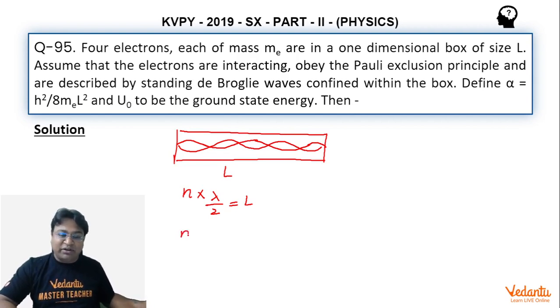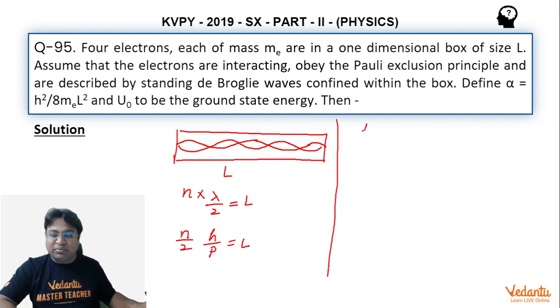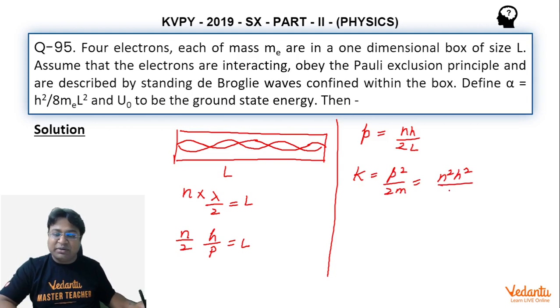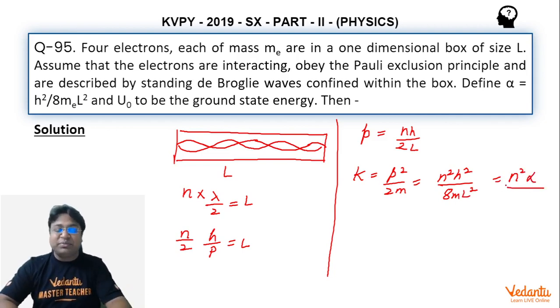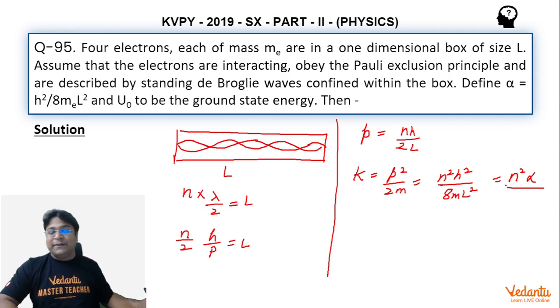Here we can replace lambda by h upon p, which basically means that we can write the momentum of the electron as nh by 2L. So we can write the kinetic energy of the electron by using p square by 2m. It will become n square h square by 8mL square, which ultimately becomes n square alpha. Once you have formulated this relationship, this question is very easy.